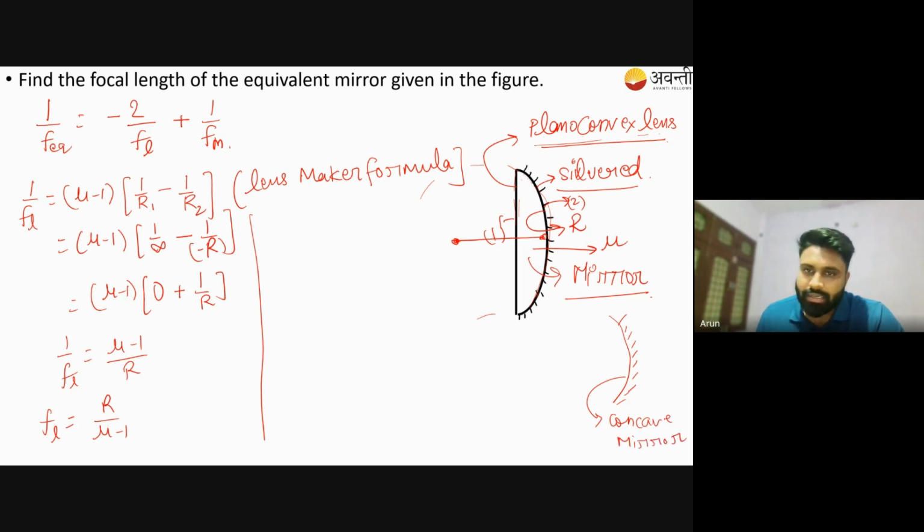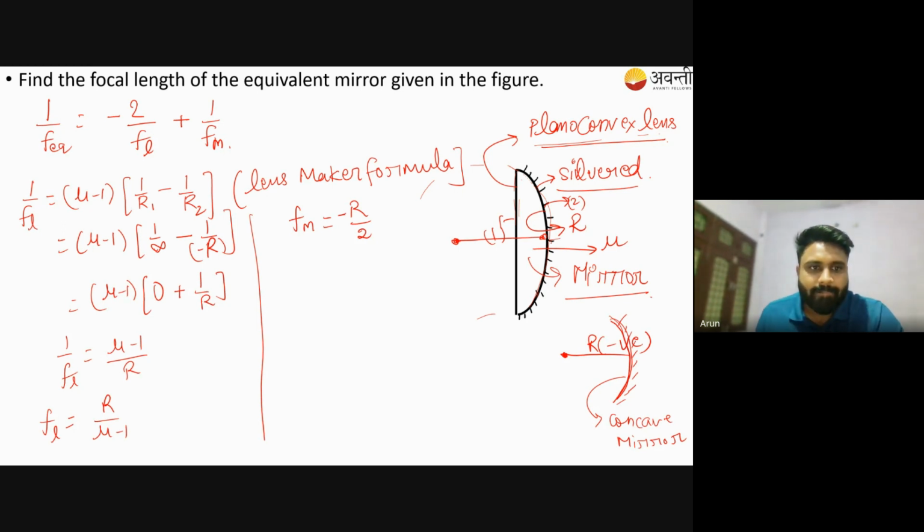Got it? And you know the relation: the focal length of a mirror is half of the radius of curvature. So from here you will see this R is the radius of curvature of this surface only, which is measured in this direction. So this R will be negative. So a negative will appear here.